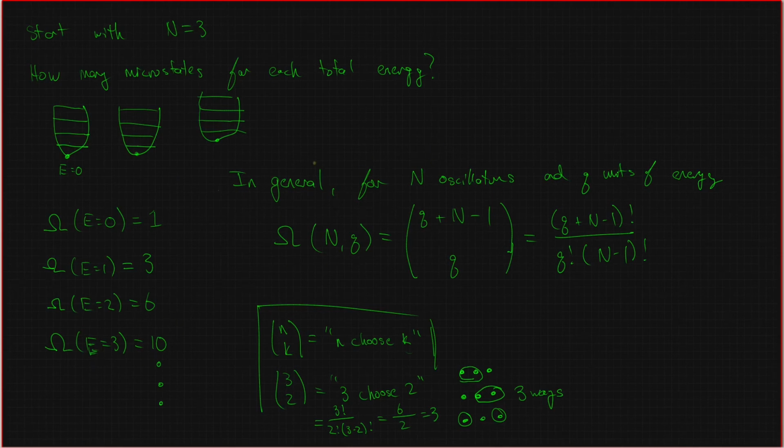So it turns out, and we're not really necessarily proving this here, we're just stating a result, that in general for n oscillators and q units of energy, you can write the multiplicity function like this, okay? So this is going to count how many microstates there are corresponding to the macro state where there are n oscillators and q units of energy to distribute.